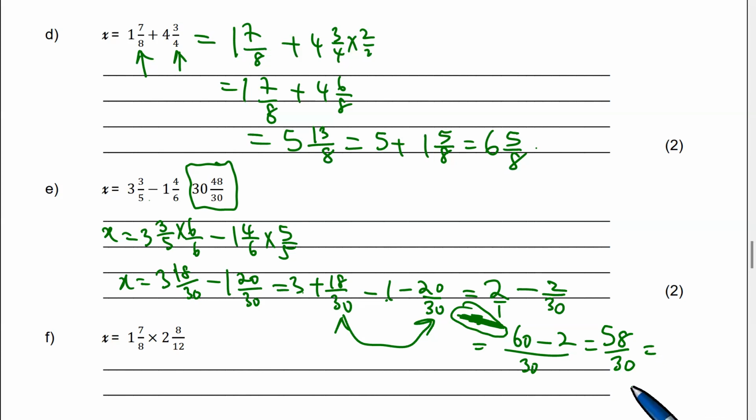So 30 goes how many times into 58? It goes 1. Remainder what? 2. Remainder 28. Good. Out of 30. Divide 28 and 30. What do you get? Simplify 28 out of 30. It says 14 over 15. 14 out of 15.